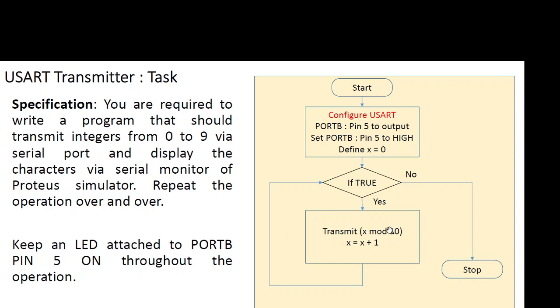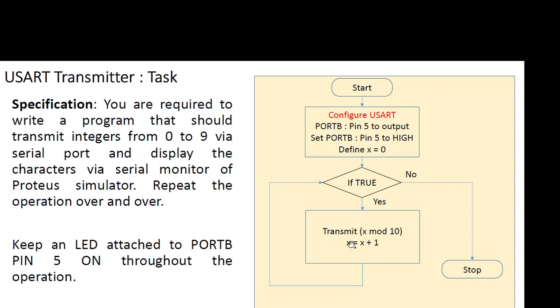X mod 10 means what? So if x is 0, x mod 10 is 0. If x is 1, x mod 10 is 1. If x is 2, x mod 10 is 2. And if x is 10, x mod 10 is back to 0. If x is 11, x mod 10 is 1 again. So this operation will always give a value between 0 to 9, and we will keep on incrementing x.